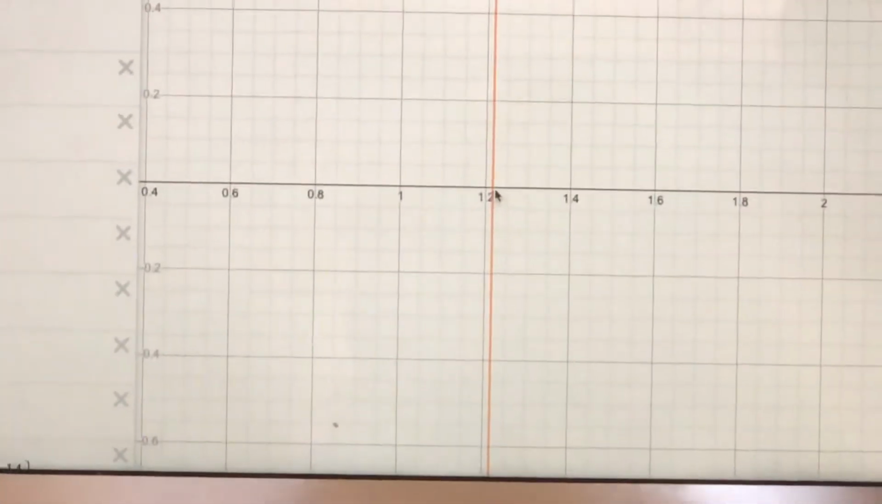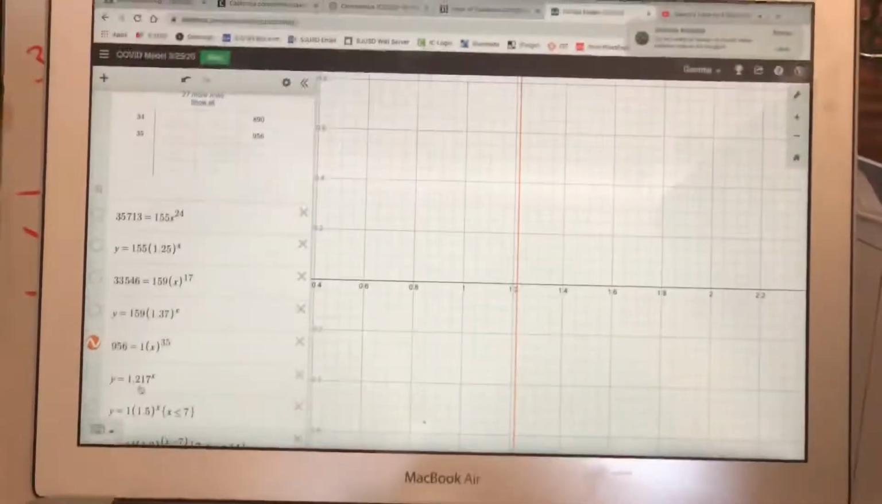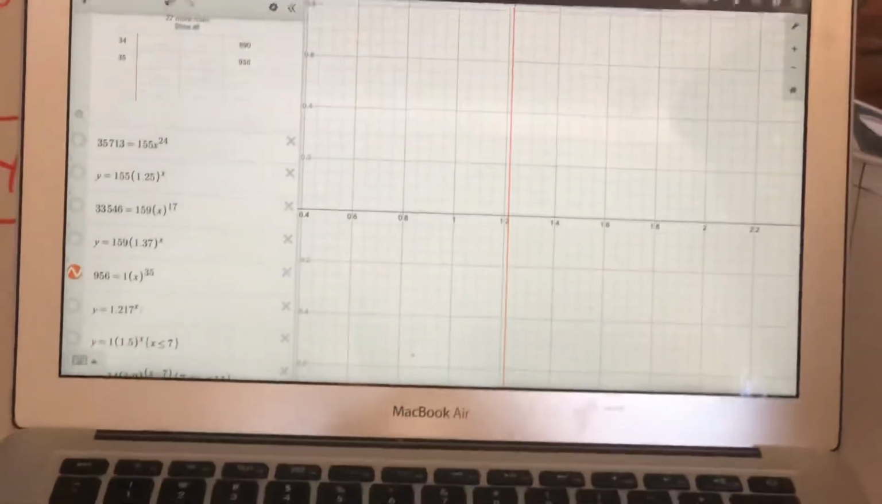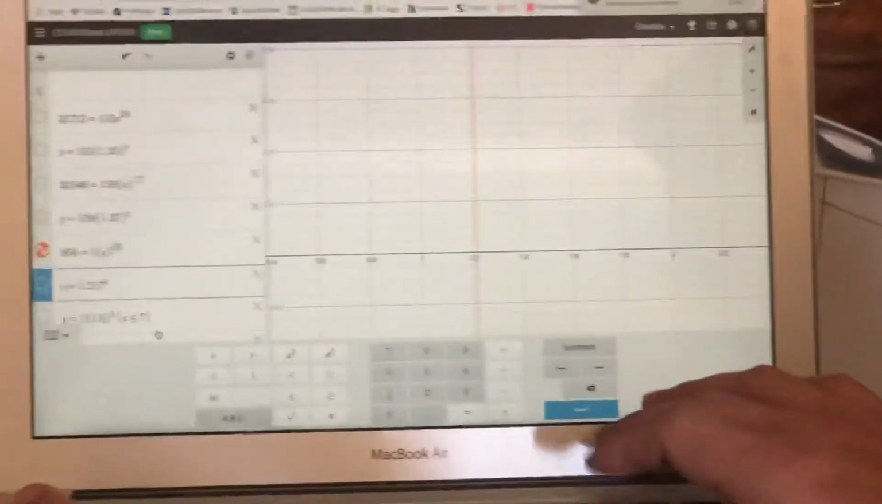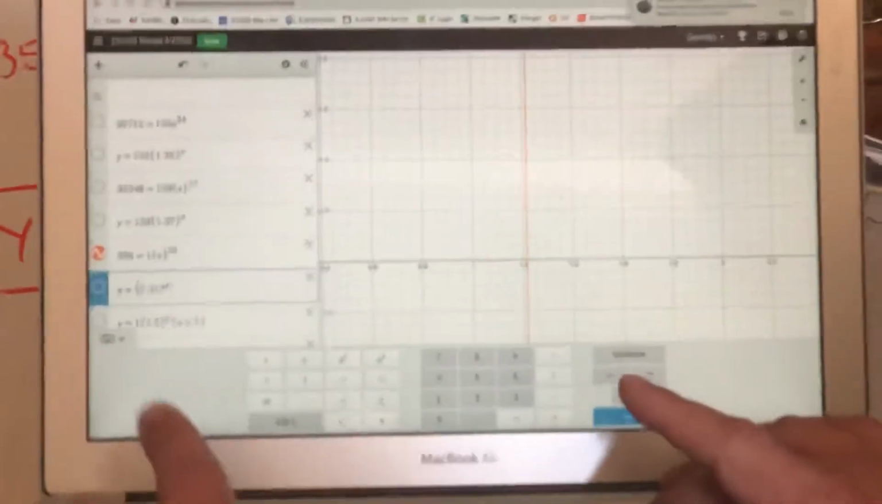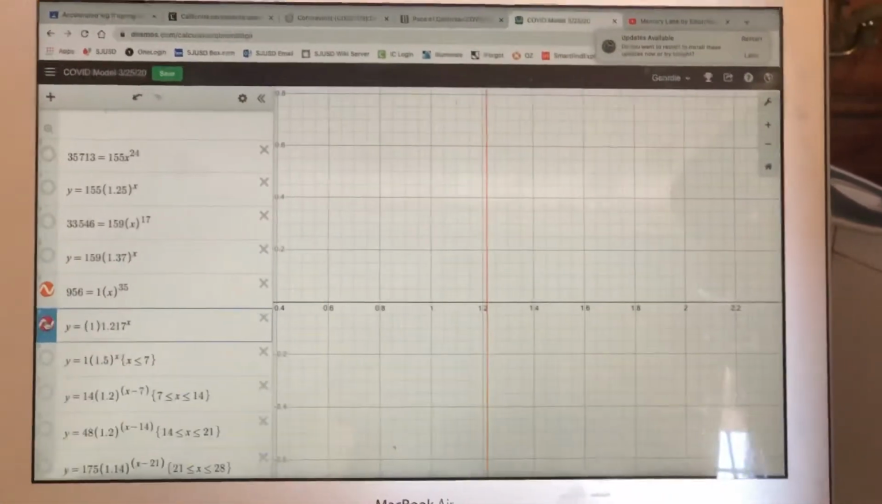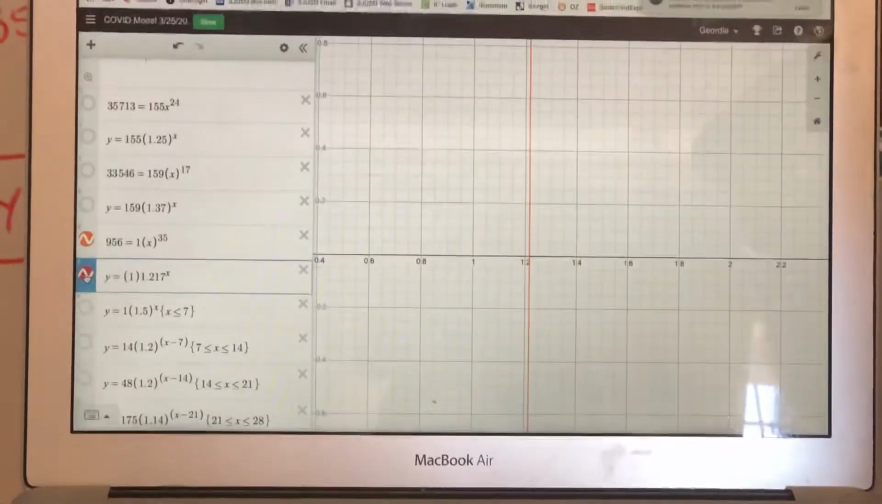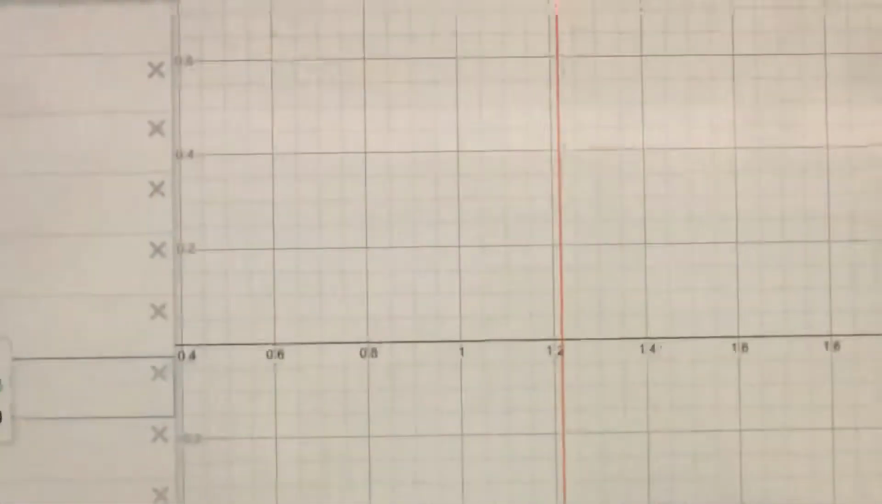1.217. I went way in there. So I used y equals 1.217 to the x. You may be thinking, where's the a value? Well, technically the a value there is 1 because we're starting from a first case of 1. So let's make that one active. I'm going to make it orange, and we're going to look at it against our data set.